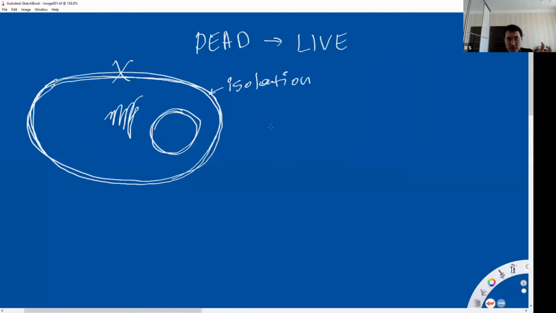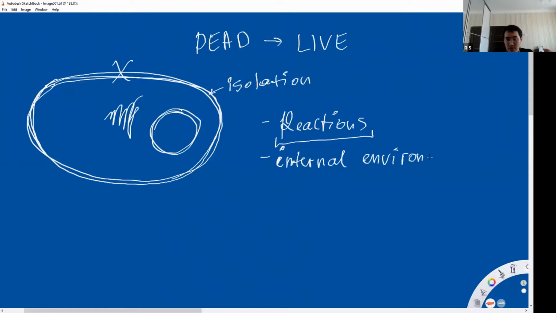So we isolate first of all reactions, and these reactions are the basis of life itself. Also, we isolate the environment, so it's the internal environment. We also isolate temperature.